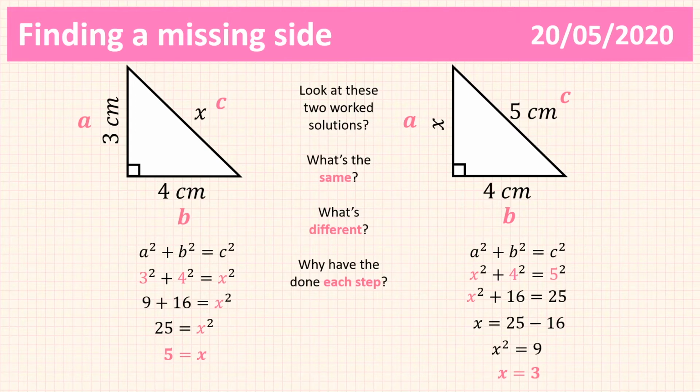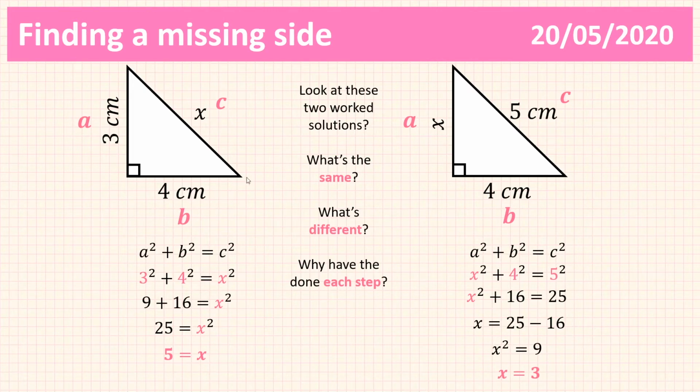So here is your first task. Your first task is to look at these two sets of working that I've got here. What's the same and what's different? And then if you're confident that you've figured out all of the similarities and all the differences, what I'd like you to do is write down why you think we're doing each step in the working. Right? So what we're going to do is tell me what's the same, what's different, and then why you think we're doing each step in the working. So pause the video and have a go at that, please.